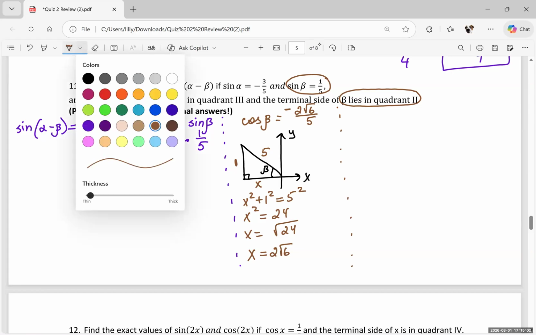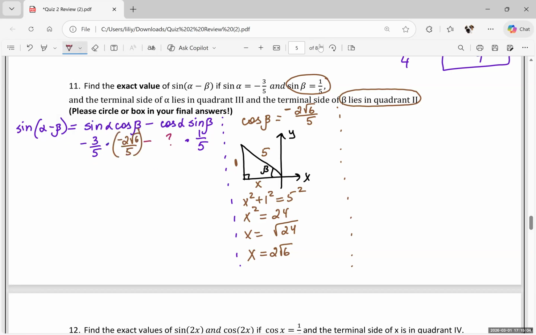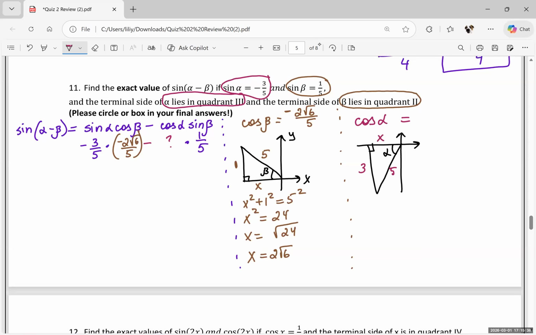Okay. And now I can go ahead and do the last thing that I need, which is cosine alpha. Alpha is in quadrant 3, so I'm going to go ahead and draw a little triangle in quadrant 3. So this is alpha. We also know that sine of alpha is negative 3/5. So sine is opposite again, 3, over the hypotenuse, 5. We still need to find x.